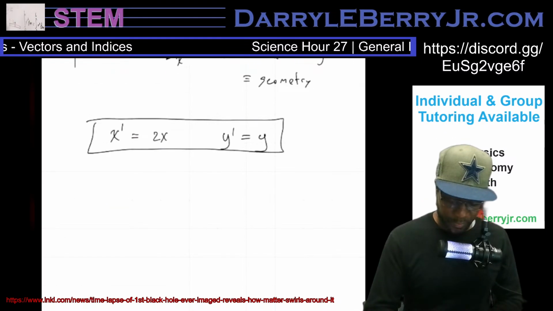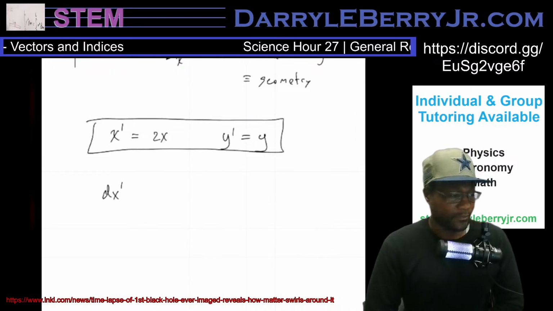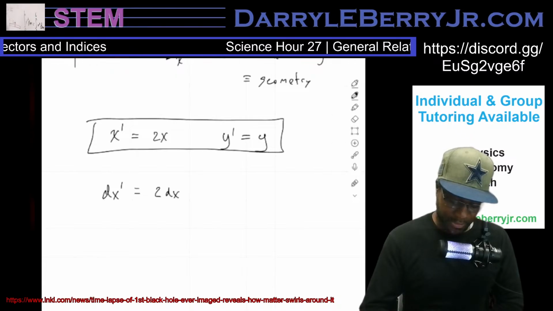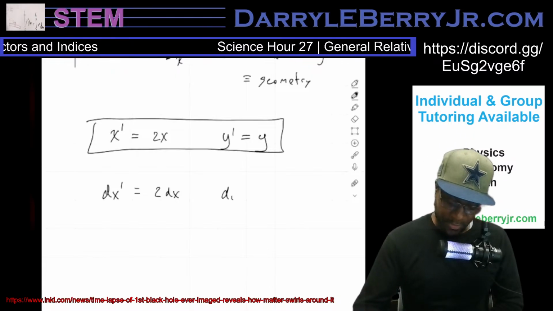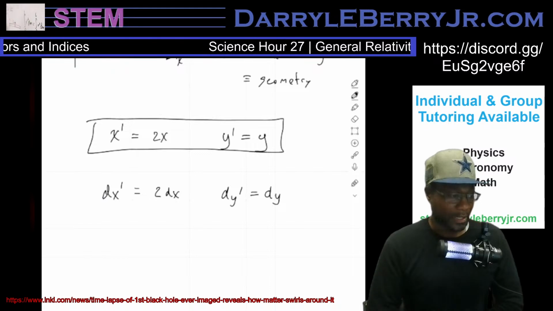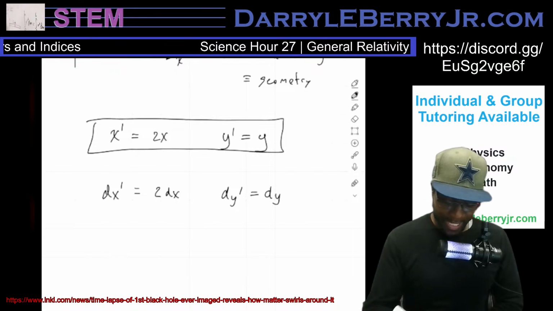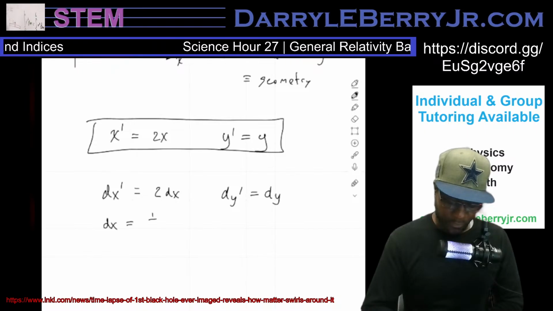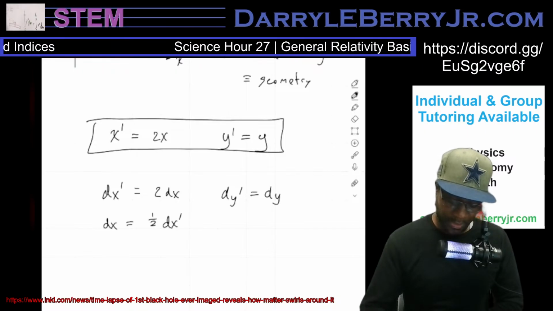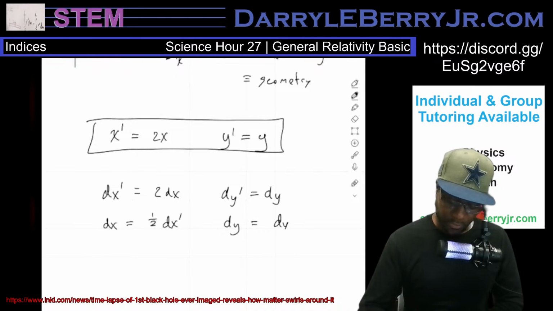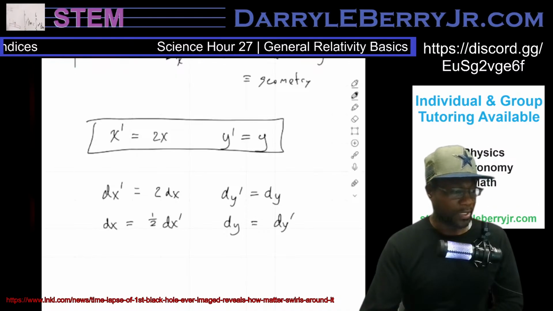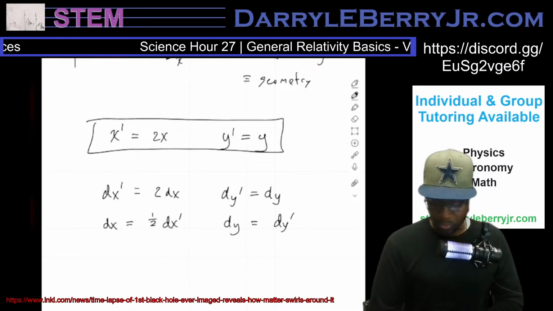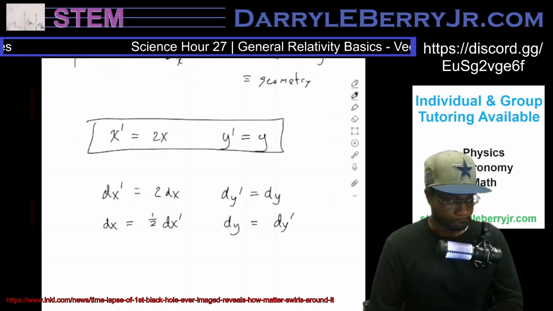So what we're going to do first is we're going to get the x prime component. So we can see that's going to be 2 dx, and dy prime is going to be dy. And so if we want dx prime in terms of dx, it's going to be dx equals 1/2 dx prime, and dy just is still dy prime. So we're putting this in terms of our new coordinate system that we're going to be transferring everything to.